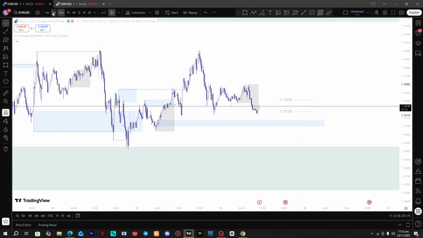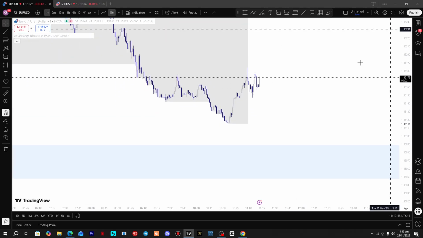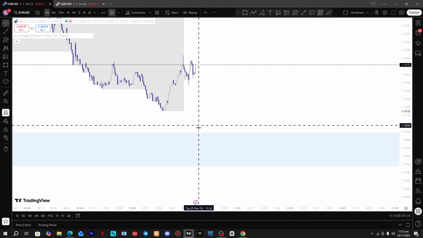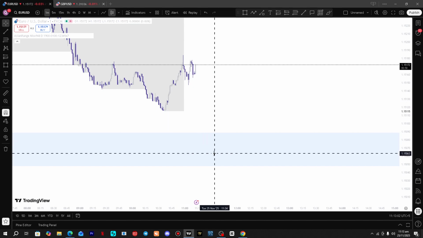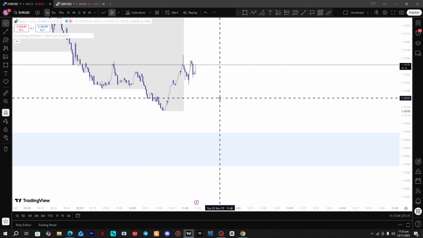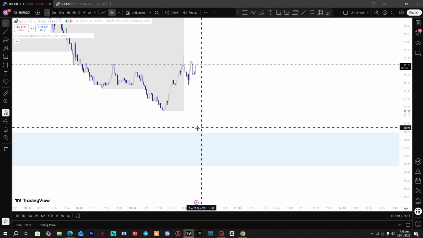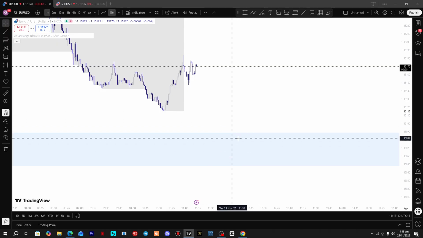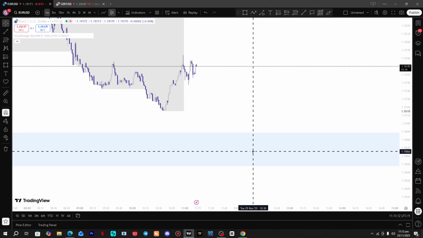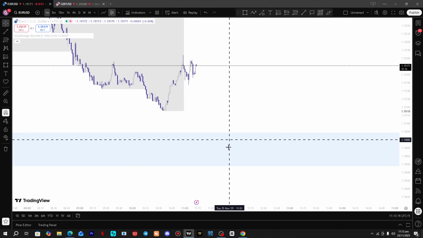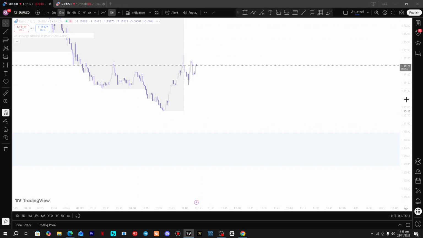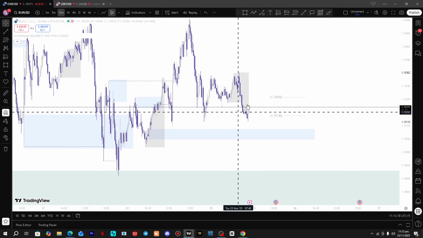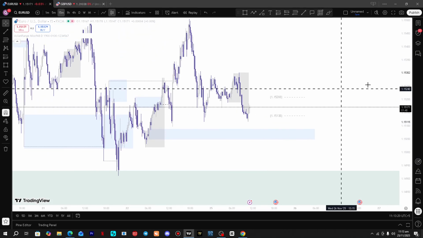I also briefly talk about my entry model on M1. If price does mitigate this demand zone and then does change of character to upside, then wait for it to get swept. Then again, if it does change of character to upside, mark the demand zones or mark the fib level or mark the fair value gap as you wish and look for longs. This is my entry model. So keeping it short, wait for price to mitigate this demand zone and then look for longs.